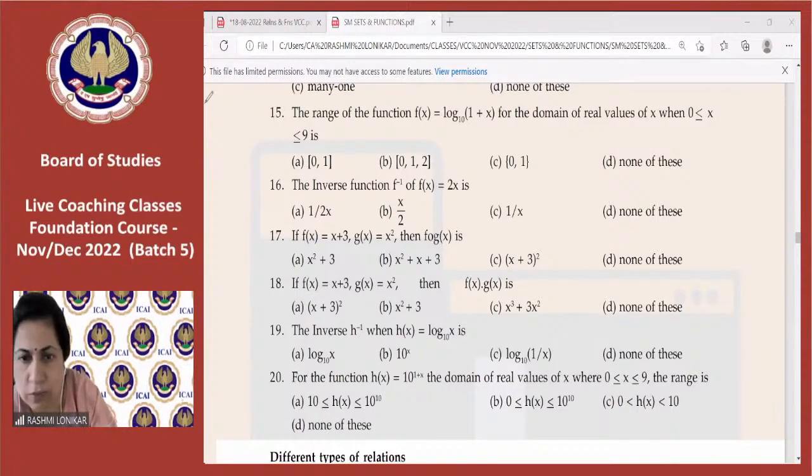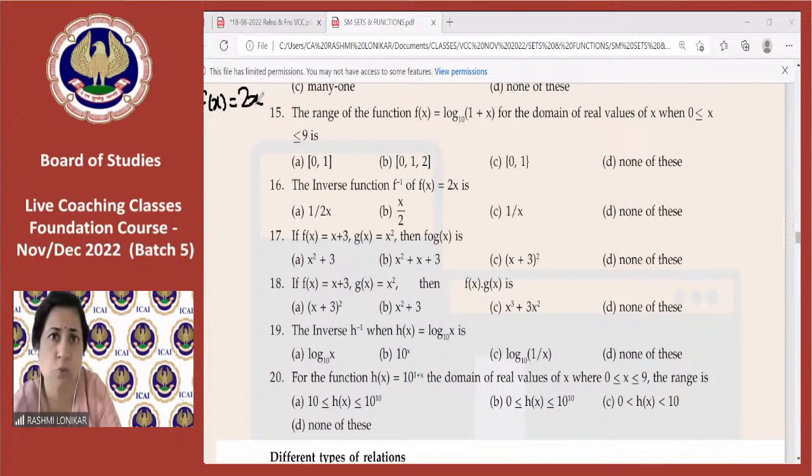What is the function given? We are doing the 16th sum. The function is given to me as f(x) = 2x. What is the first step to find the inverse of a function? The first step to find the inverse of the function is writing f(x) as equal to y.